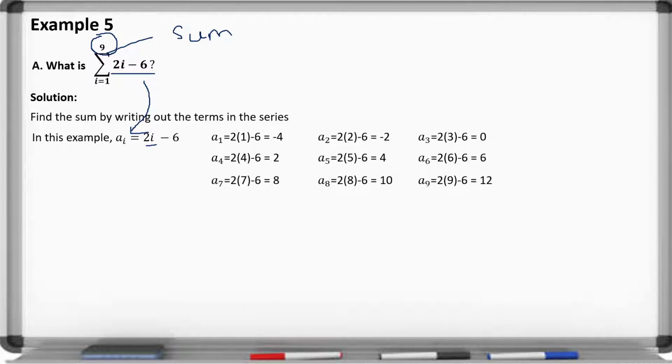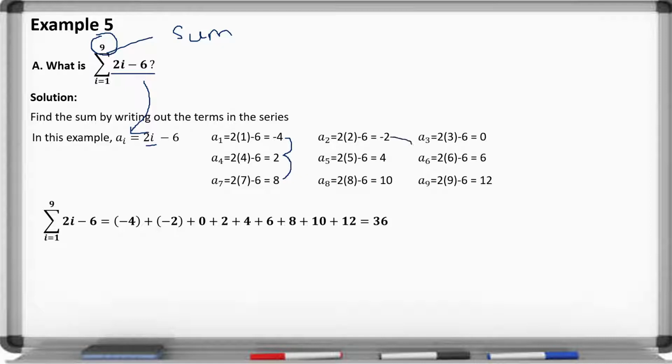Now that we know what those 9 terms are, we can go ahead and add them together. So add all of these terms together. Notice we have the negative 4, the negative 2, and so on. And that gives us 36.